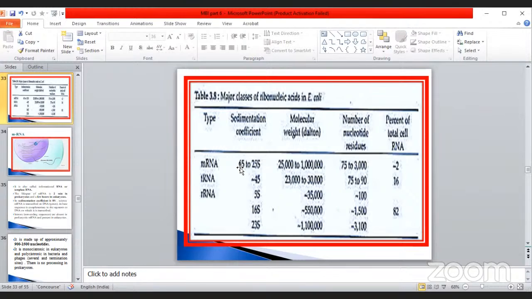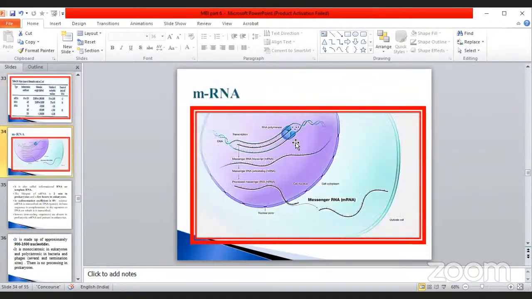This is another major class of ribonucleic acid in E. coli. They have given it in the prokaryotic manner. What RNAs do prokaryotes contain? What is the sedimentation coefficient? What is the molecular weight? And the number of nucleotide residues present in the E. coli molecule, and the percent of the total cell RNA are also given. Okay, see that one. This is the structure I already told you.